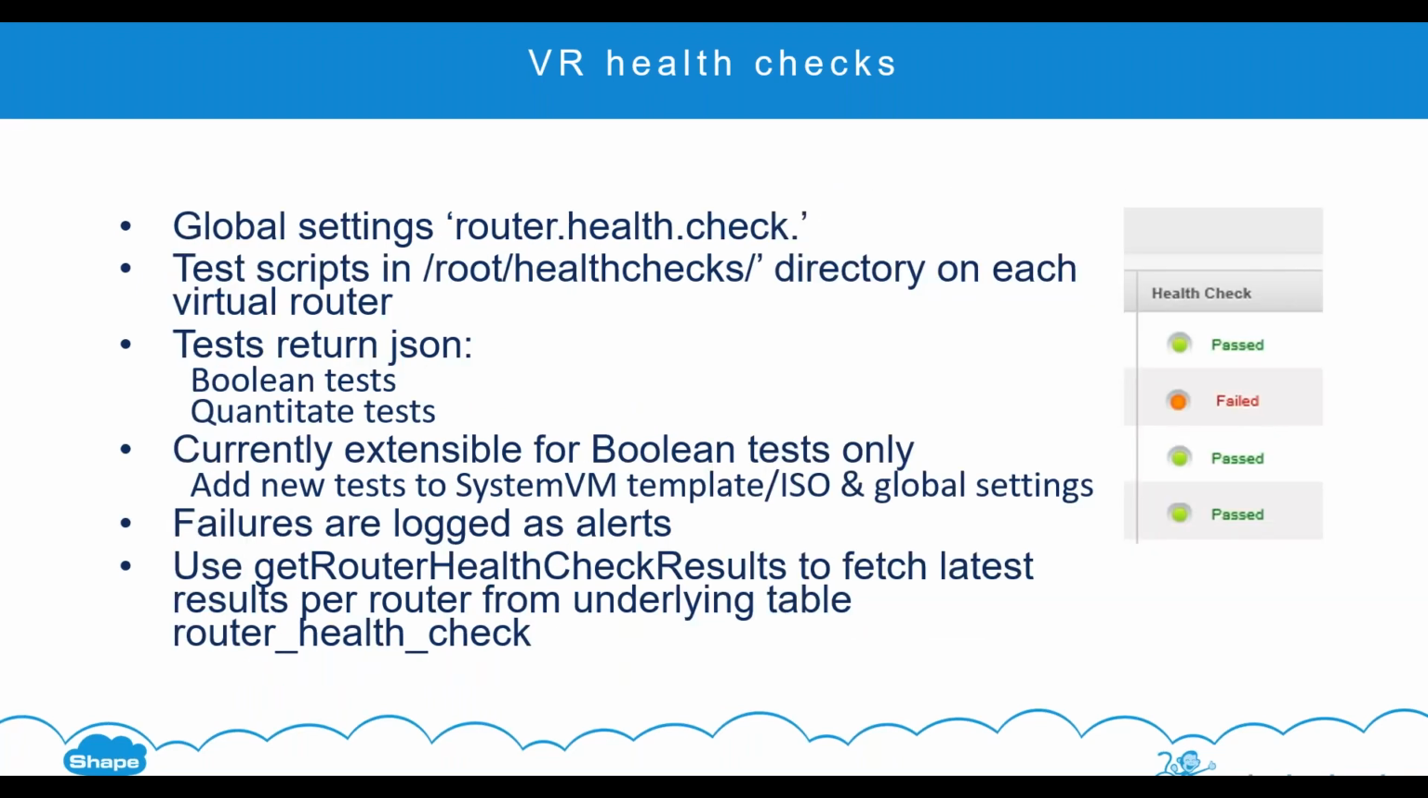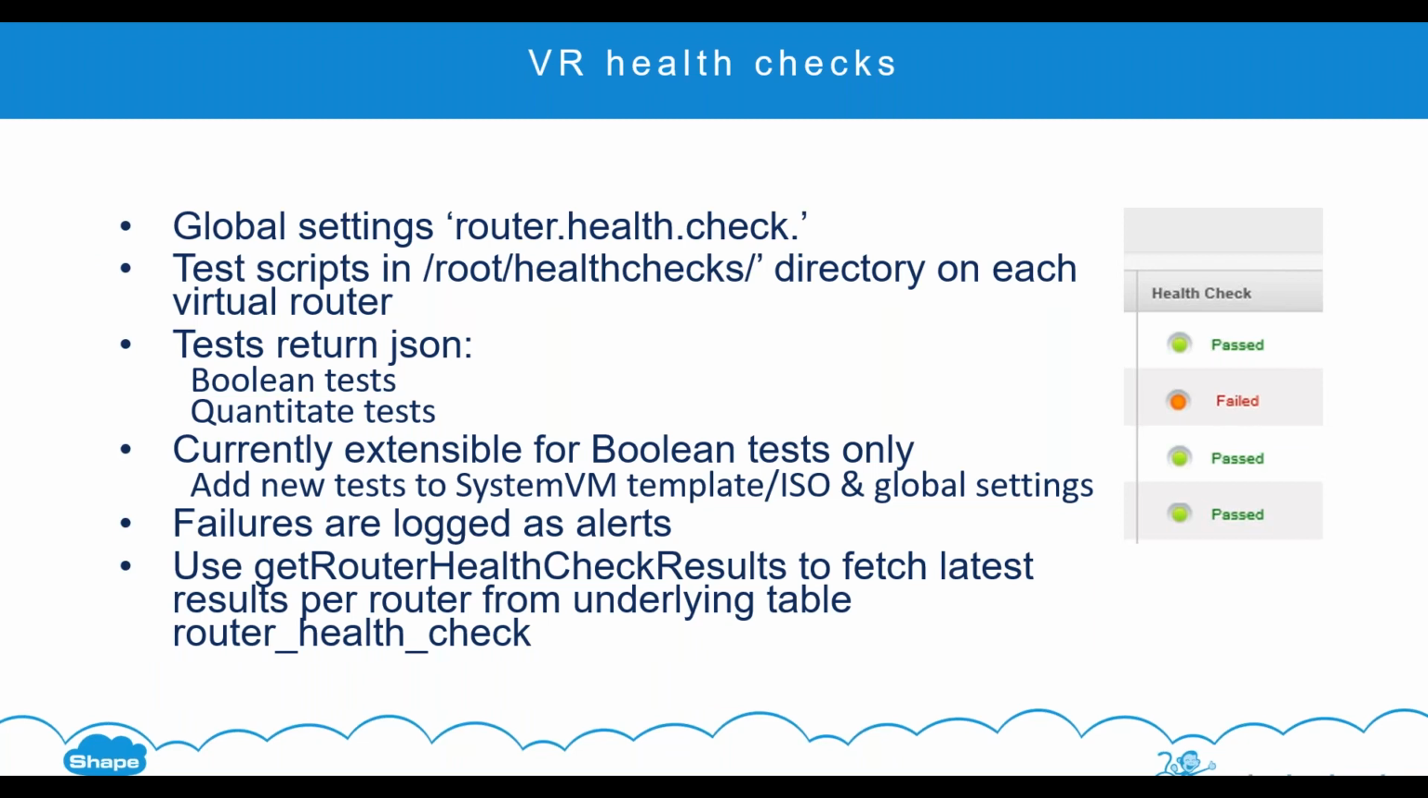To set this up, there's a load of global settings, router.healthcheck. The scripts which actually run the tests live in the health checks directory in each virtual router. And there's two different types of tests, as well as the basic and advanced for easy tests and more expensive tests. They either return a Boolean or they return a number. Number being memory usage percentage, CPU percentage, etc. This is extensible, but at the moment only for Boolean tests.